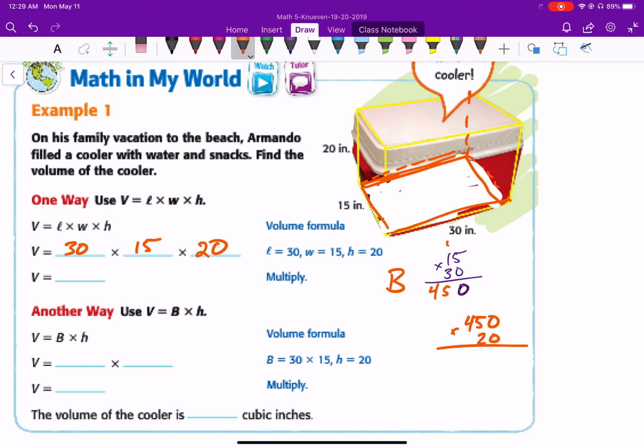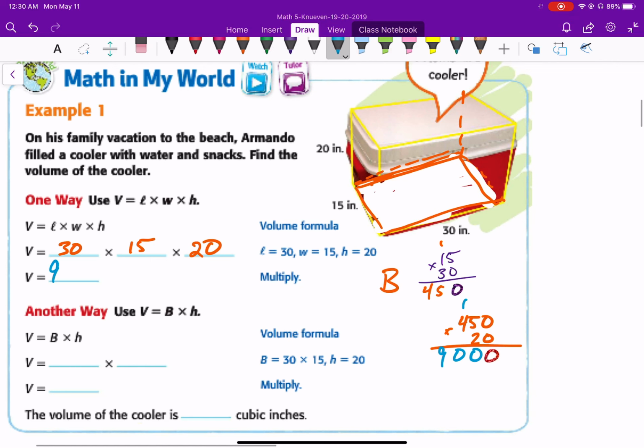Again, I'm going to simply put a 0 in the placeholder because 0 times everything is 0. So 2 times 0 is 0, 2 times 5 is 10, carry the 1, 2 times 4 is 8, plus 1 is 9. So the area, I'm sorry, goodness, the volume of this entire cooler is 9,000 inches cubed, right?